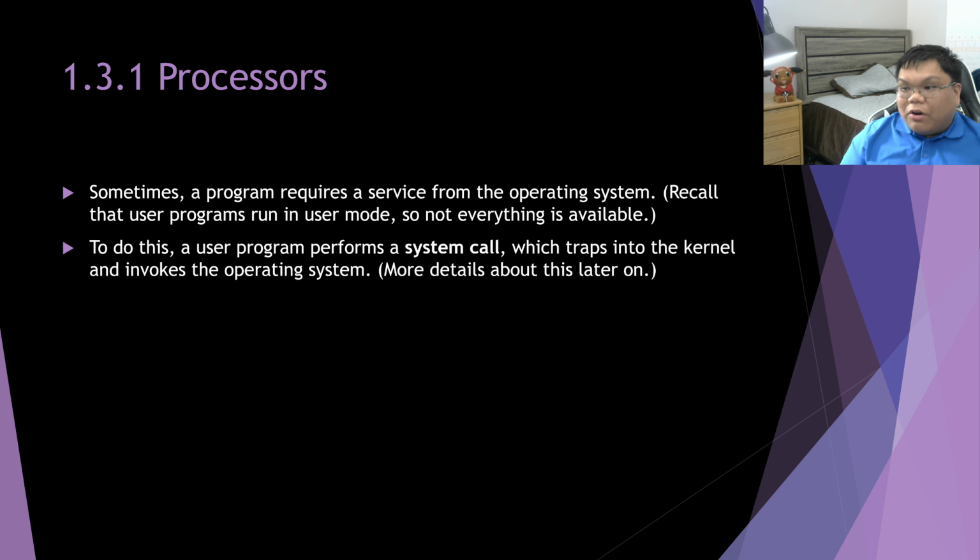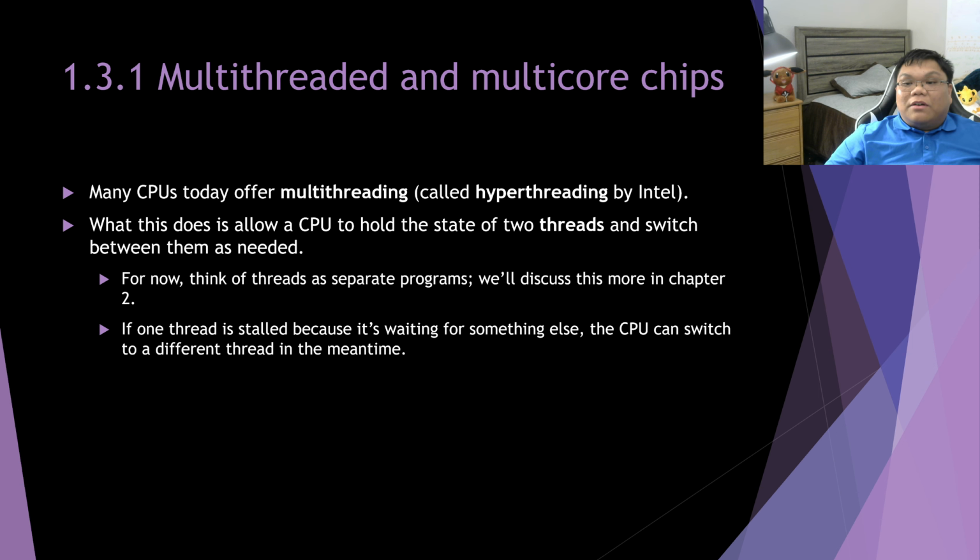Sometimes a program requires a service from the operating system, and this would require what is called a system call, which we're going to cover in section 1.6. That's going to be next video. So that's processors, but everything I said so far, that's just single-core processors. Nowadays, it's a little bit more interesting because we have multi-core CPUs and multi-threaded CPUs. It's called hybrid threading by Intel, by the way.